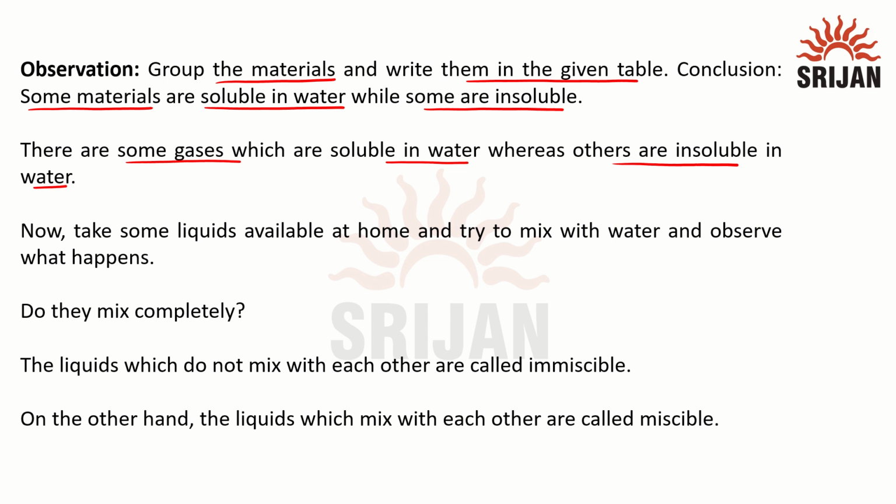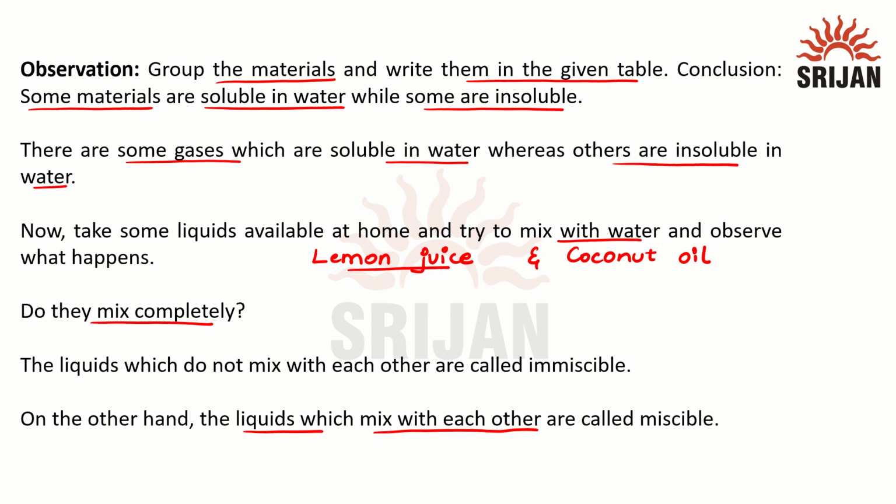Like we'll take two different mixtures or fluids that can be put in water. One, let's take it as lemon juice. The other one will be coconut oil. Now, if I take these two materials, do they mix completely in water? Now we can see that lemon juice is readily dissolvable. So the liquids which mix with each other, like water and lemon juice, are called miscible liquids.